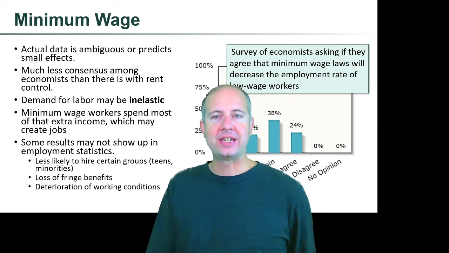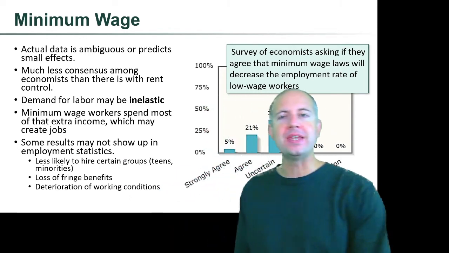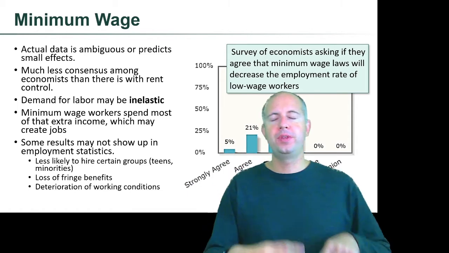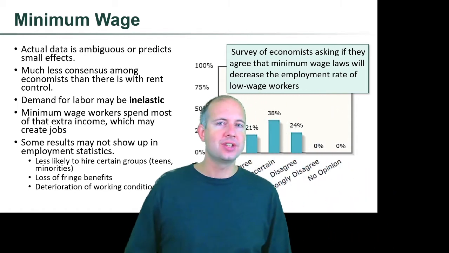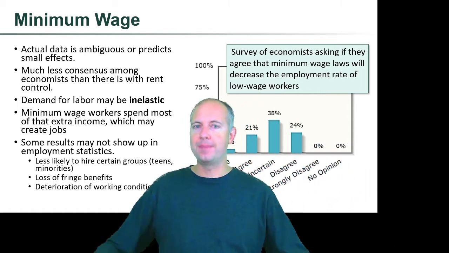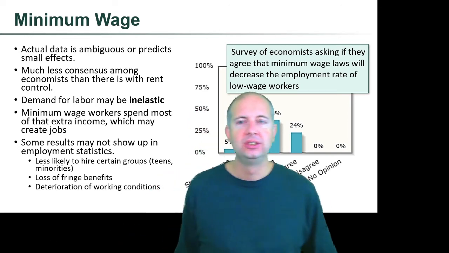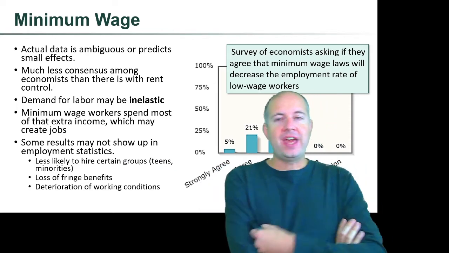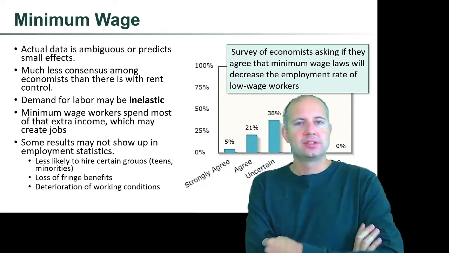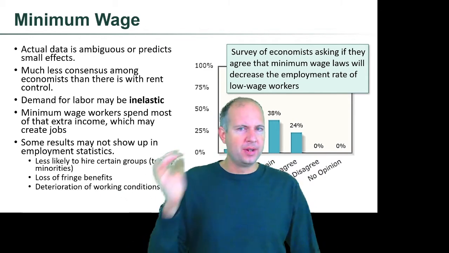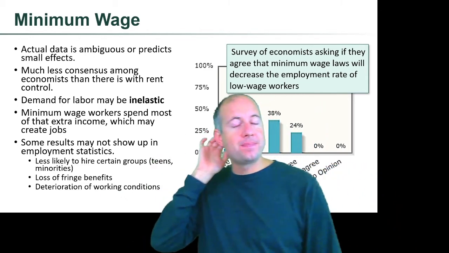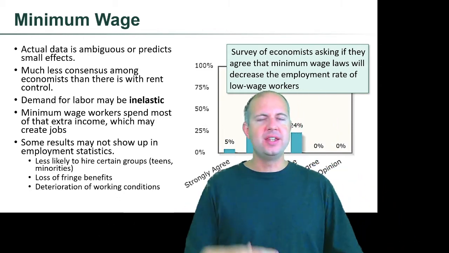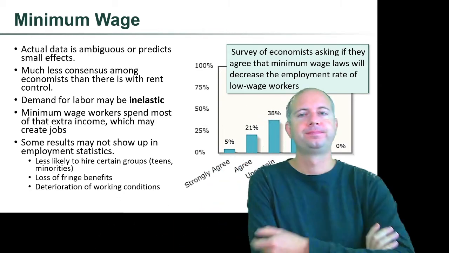So we'll think about McDonald's as a minimum wage job. And it might be that McDonald's, they need 30 workers at their store. And whether the minimum wage is $7 or $9, they're still going to hire 30 workers. That's just how many people they've decided they need for their store. Another idea is that maybe minimum wage workers spend most of that extra income, which may create jobs. So Walmart will say when their workers' minimum wage goes up, a lot of those workers spend the extra money at Walmart, which increases the demand for Walmart employees.